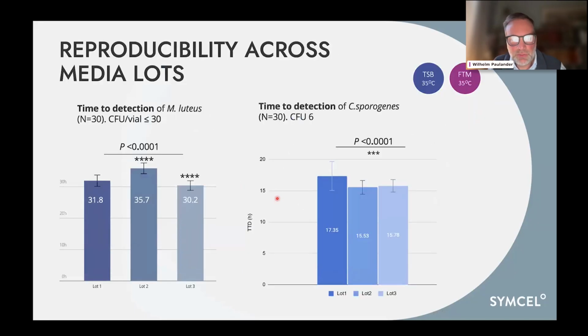If we look at reproducibility across media lots, which is an important factor for the stability of the system, we can see that there are differences among media lots, both for TSP and FDM. However, none of the differences, even though significant, impacts the time to detection, or when we call this time to negative for the assay. So we have minor differences between lots that are significant, but do not have a major effect on the assay in total.